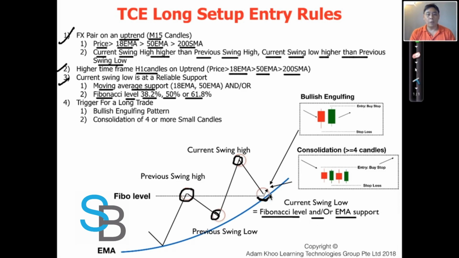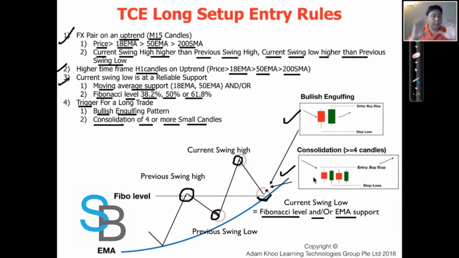Okay, and we're looking for a trigger for a long trade. Now, you may not always get a trigger. If you don't get a trigger, then you do not take the trade. Only when you see a valid trigger. So again, what's the valid trigger? At the point of the swing low, we want to see a bullish engulfing pattern, like we've learned recently, or we see a consolidation of four or more small candles like so. So we either see a bullish engulfing or a consolidation of candles.